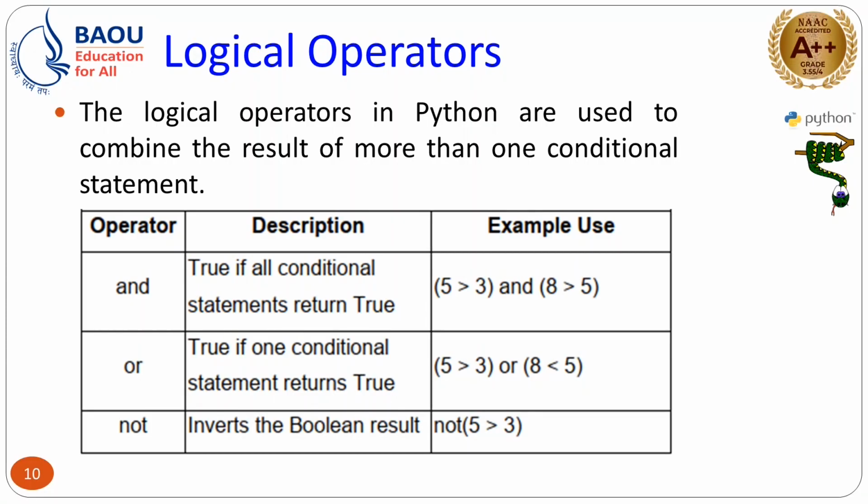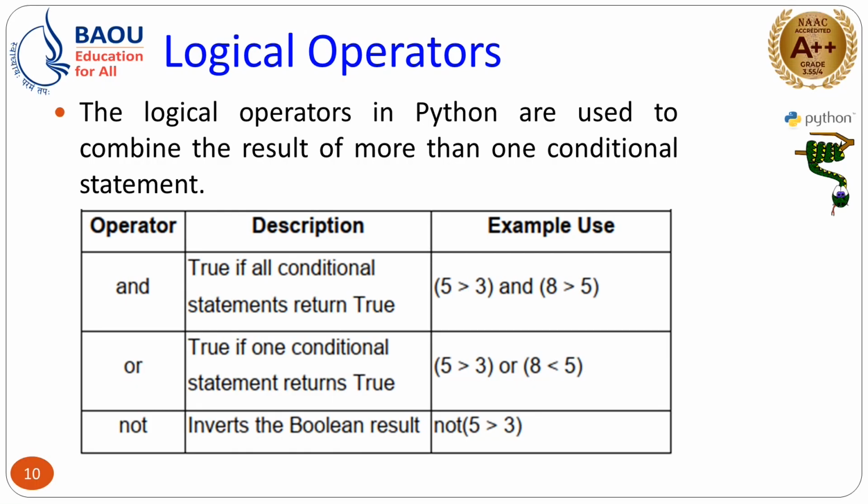Basically three operators can be used here: and, or, and not. These can be used to check a combination, or you can say multiple conditions, to check whether the result is true or false. In that case you can use these logical operators. If all the conditions are true, in that case the result will be true. If any one condition is true and all the remaining conditions are false, in that case if you are using the OR operator, you will get the true result.